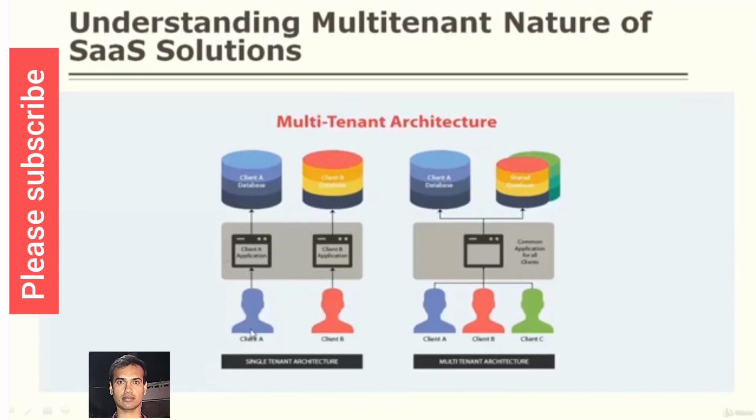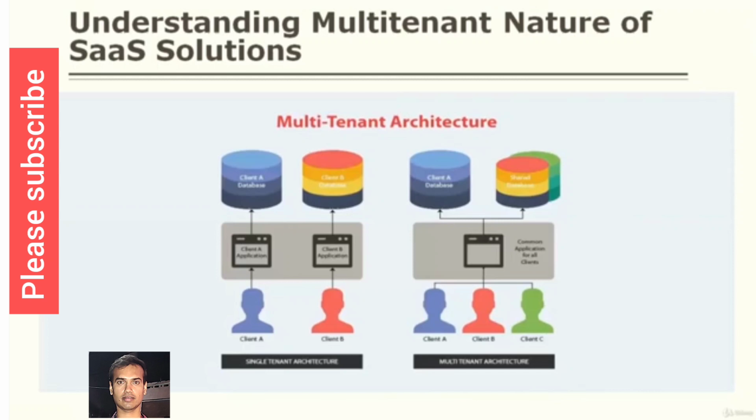So here, client A and client B are using their own applications, or separate applications, for accessing the database. Now look at the multi-tenant architecture. Here, there are three users shown: client A, client B, and client C. They have their own database, or they may share their databases. And now they want to access their database.